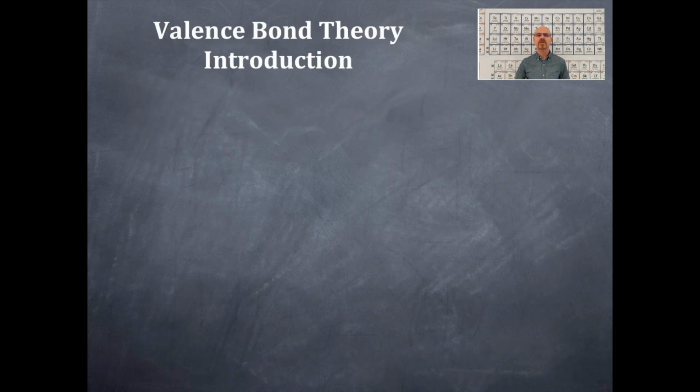So today we're talking about the valence bond theory. The valence bond theory was designed by Linus Pauling, and he actually had two unshared Nobel Prizes: one in chemistry and one in peace.